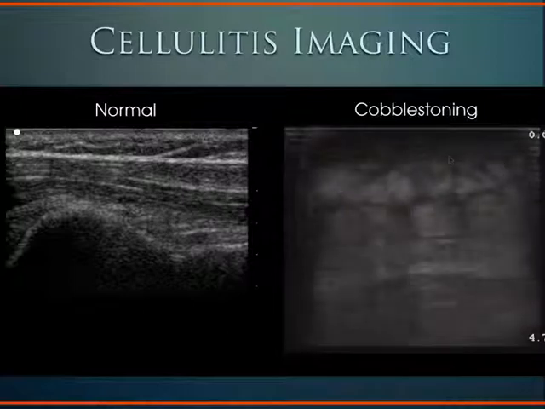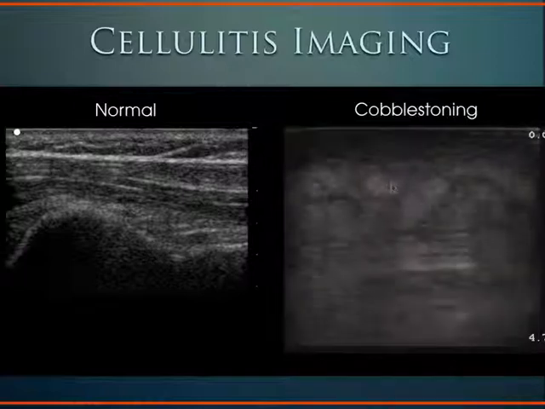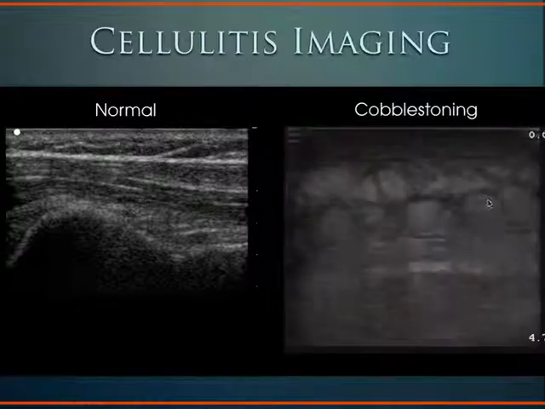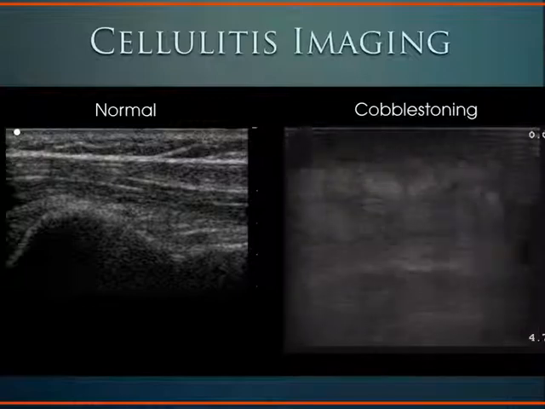Now, with cellulitis, what we see is cobblestoning. We see these hyperechoic regions in the subcutaneous soft tissue, and sometimes there's some edema. This is what this anechoic material is outlining, these different cobblestones, some edema. But notice there's no abscess here.